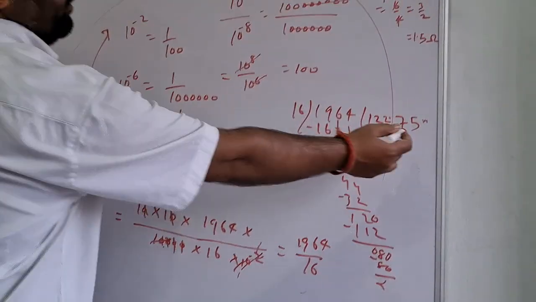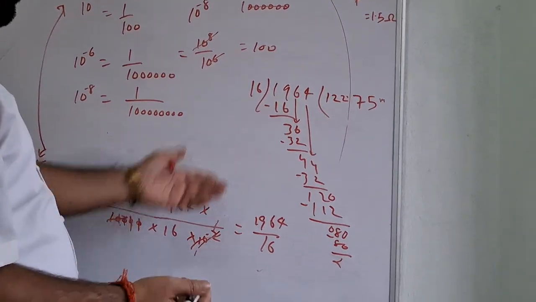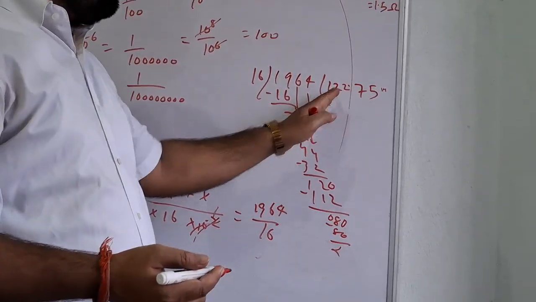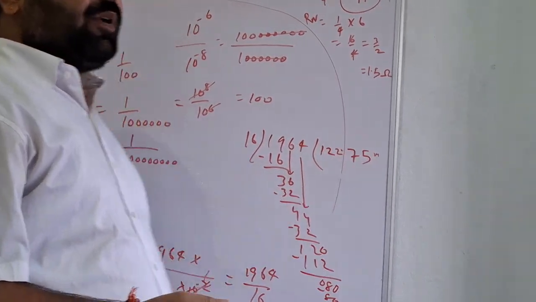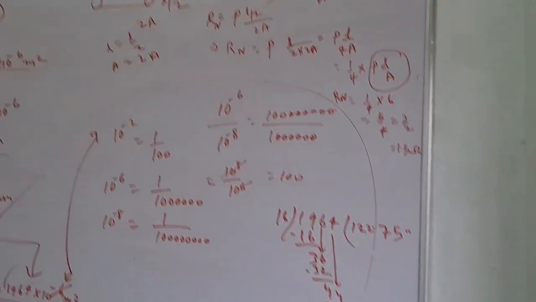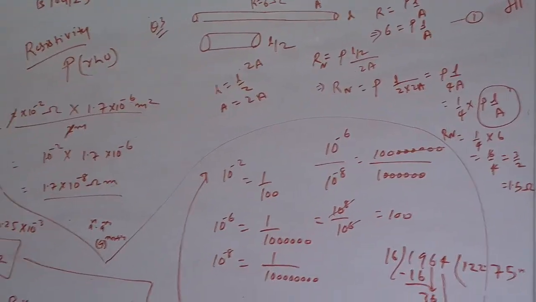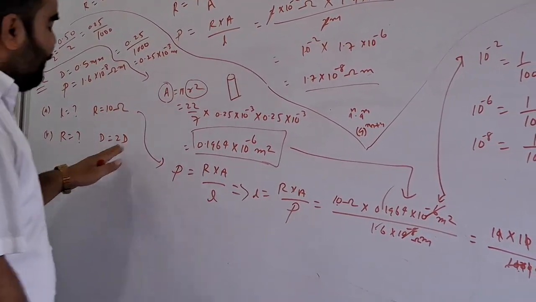If you will divide it, here is the division. If you don't know this division, then you can go through this, but I hope you know this division. So finally you will get 122.75 meter because it is the length. Now come back to the second question. What is the second question? Second question was, what would be the resistance if the diameter is doubled up?